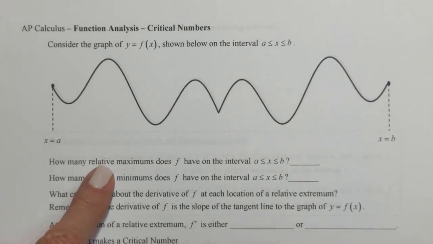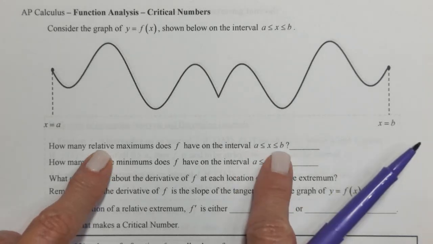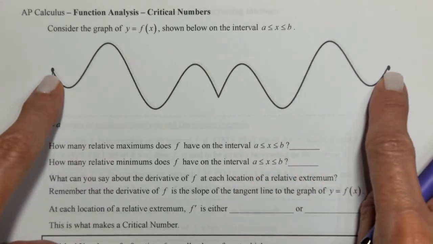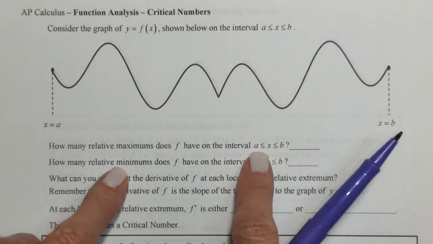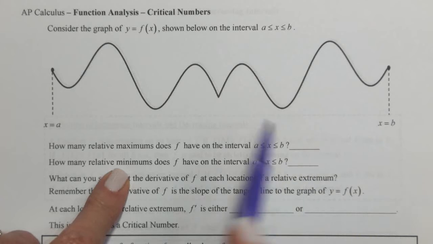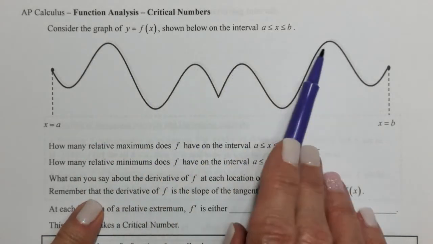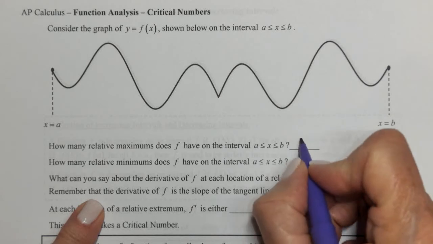How many relative maximums does f have on the closed interval? I put dots on the ends of this. On the closed interval a to b, how many relative maximums does f have? Well, I view 1, 2, 3, 4. I view 4 of them.